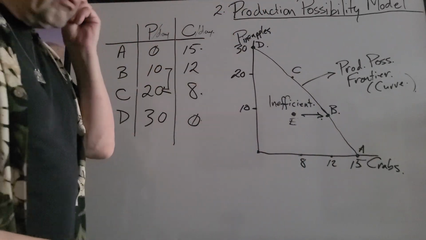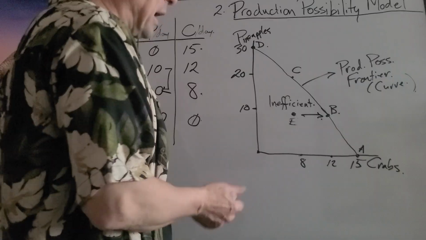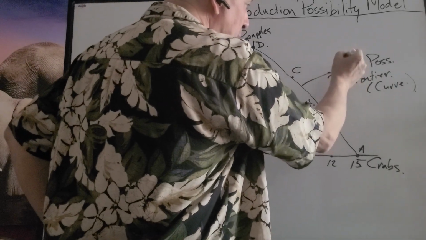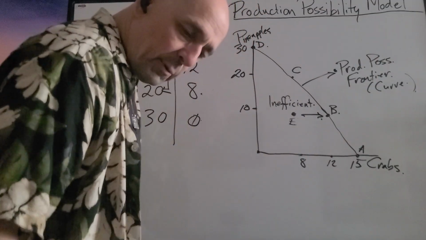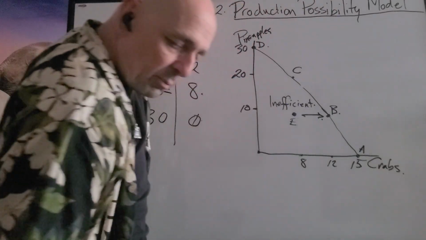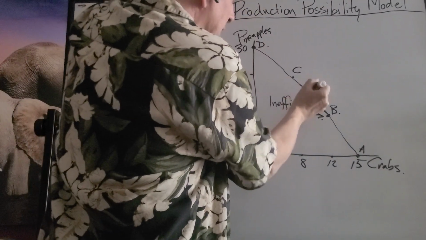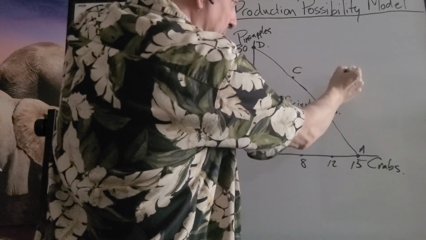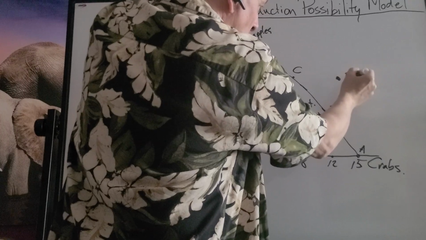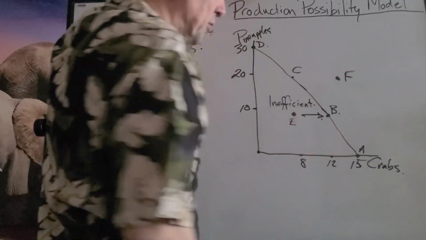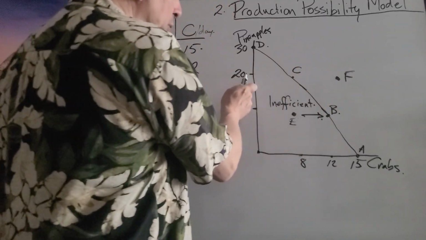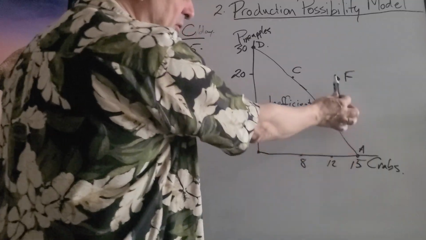Now, let's imagine we thought today, oh, what I'd really like is to have 20 pineapples, but I also want to have 15 crabs. So let me just erase some of this here. That's just called the production possibility frontier. But let's say I've got 20, but I want to get 15 crabs. So that's point F that I've just placed outside of the frontier, right? 20 pineapples and 15 crabs.